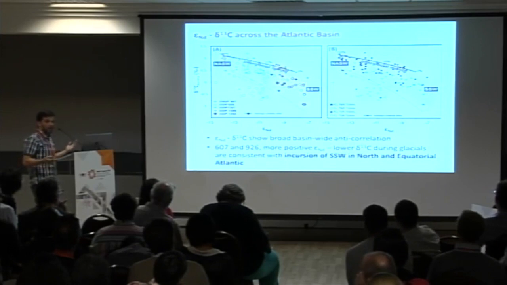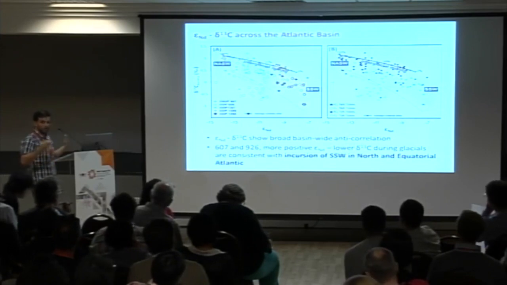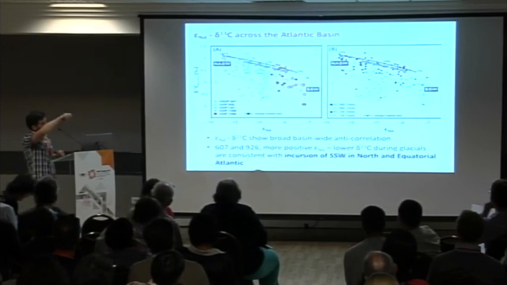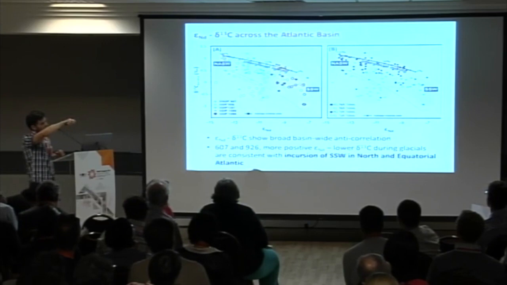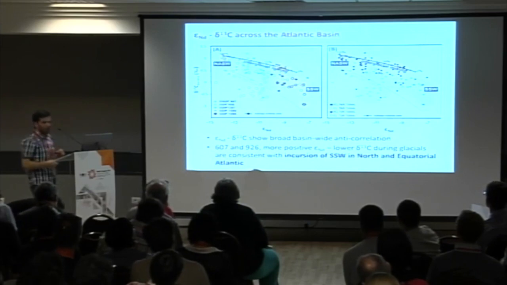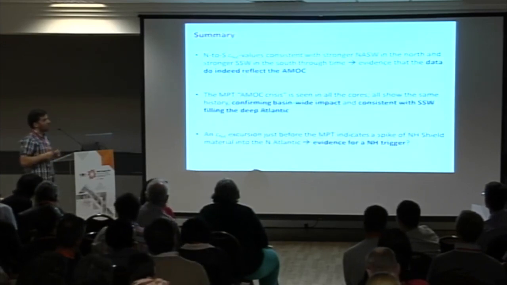I'm just running out of time, so I just want to say that when we do the same comparison for the entire basin, the pattern holds. The carbon-13 and the epsilon neodymium agree really well on a basin-wide scale. We do have the interglacial mixing line here and the glacial mixing line here. And when you compare the north to south sides, they seem to agree pretty well with this mixing line.